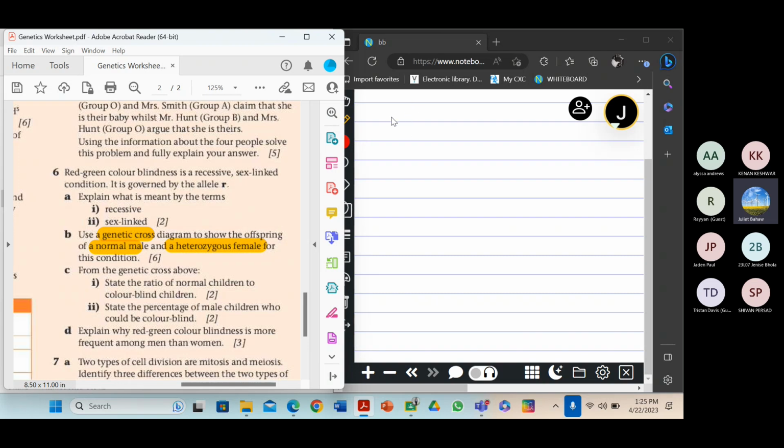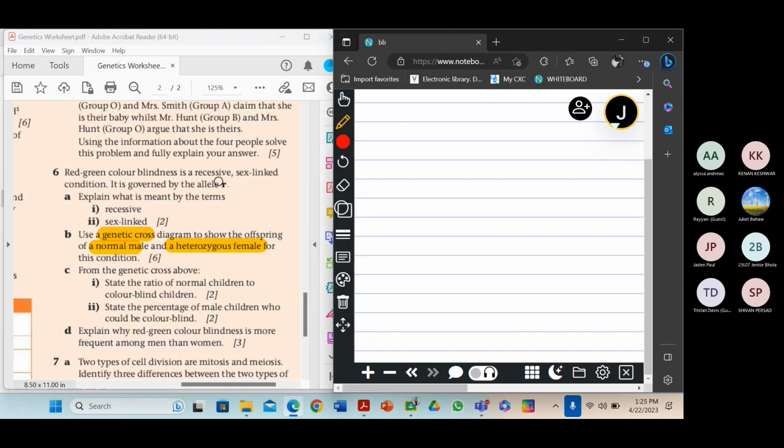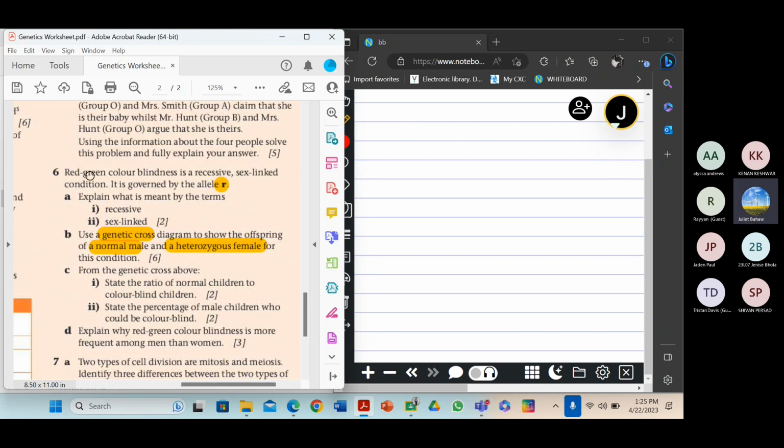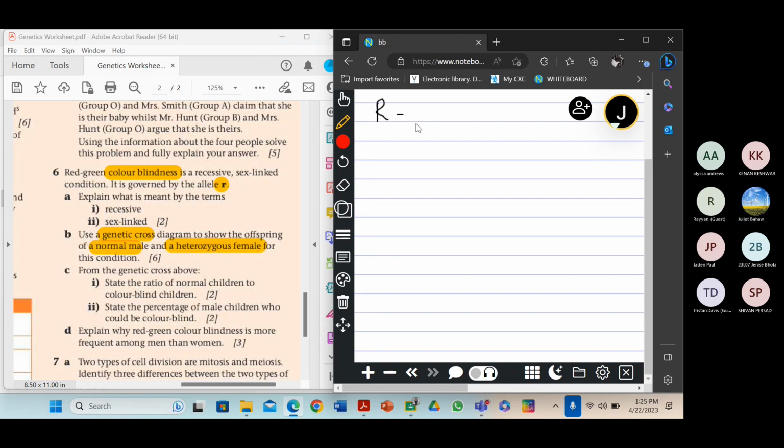Let's write out our alleles. So we have small r as the color blindness trait. We already established that. All right, so let's put that. So therefore, capital R will mean normal. Right, this is normal. You all agree? You all have to partake, eh? Yes, miss. Right, color blindness.